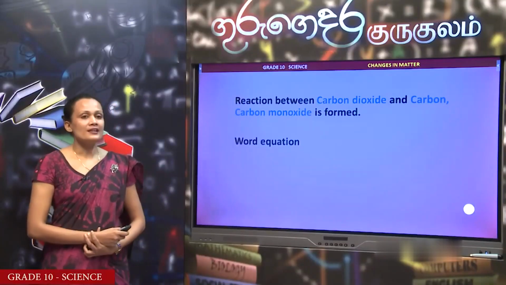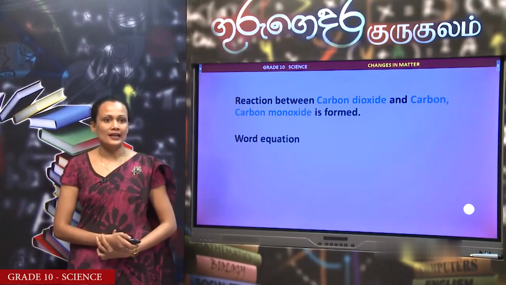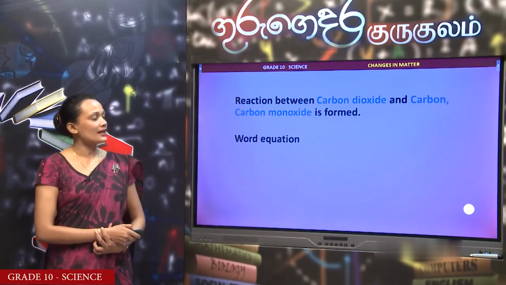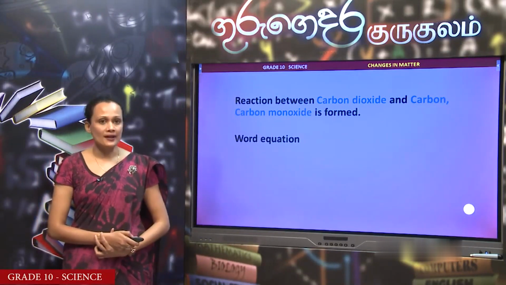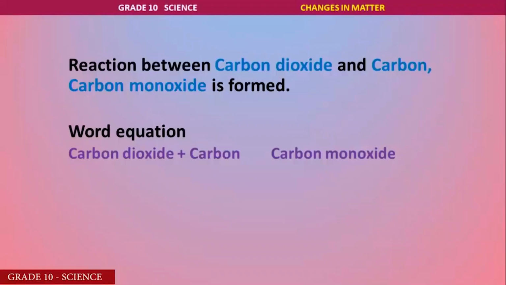The reaction between carbon dioxide and carbon makes carbon monoxide. If we take the equation for that one, carbon dioxide and carbon are the reactants and carbon monoxide is the product. Then look at this one, carbon dioxide plus carbon, monoxide is formed. We use words to represent that equation. Then I am going to show you the chemical equation for that.